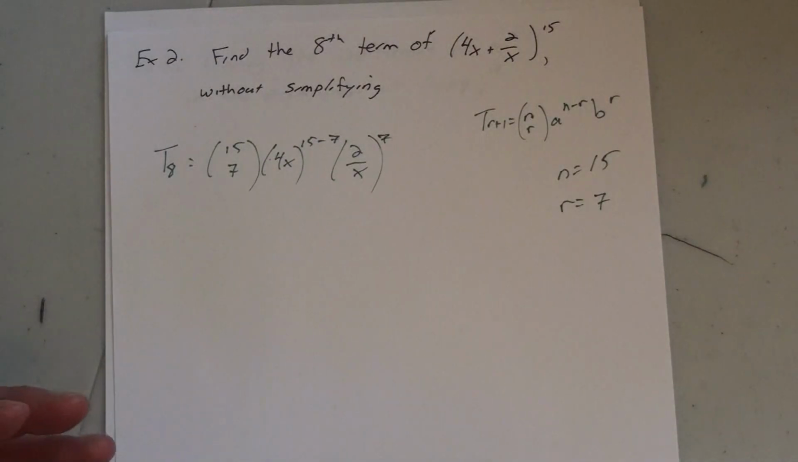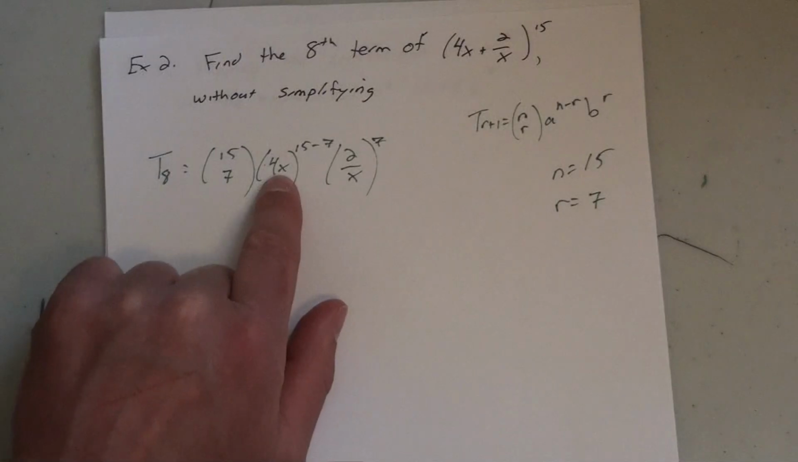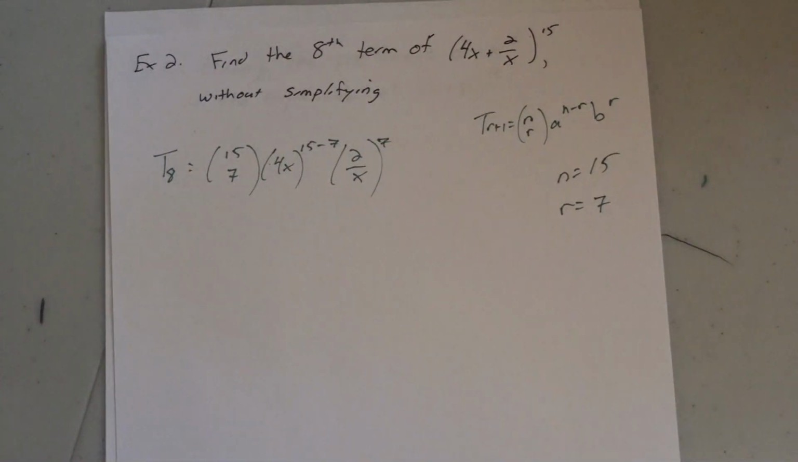If you were required to simplify, you'd have to put this in your calculator. You'd have the exponent of 8 going into both those terms, and the exponent of 7 going into both those terms, and you'd have to subtract your exponents.